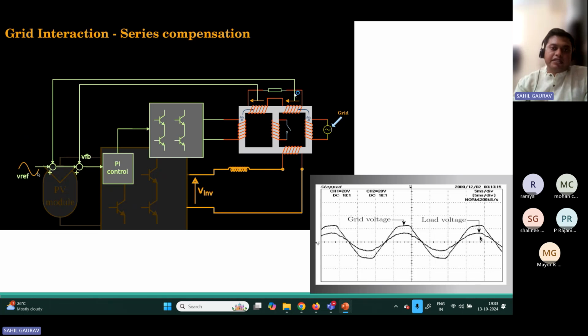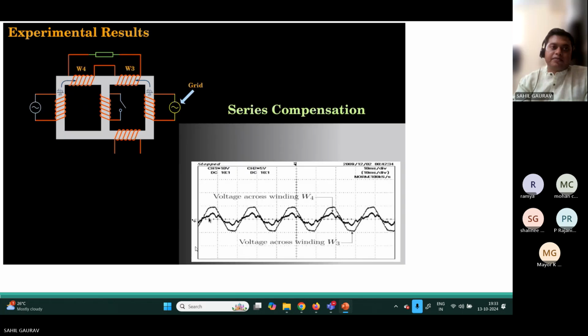So here you can see this grid voltage being tracked, and the voltage being fed to this voltage control source is also being tracked, and we are having this reference wave that is sinusoidal. So we want the voltage across load to be purely sinusoidal. So we are doing series compensation for that. You can also call it voltage compensation. So this is the voltage across winding 3 and winding 4.